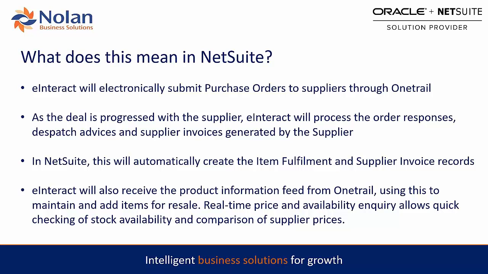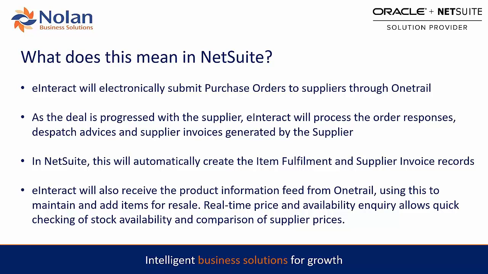Once the suppliers receive the purchase order, they progress it through preparing the order, dispatching the goods to the customer, and then the final stages of invoicing yourself. As the deal is progressed with the supplier, eInteract will process these order responses, to say that they've received and accepted the order, dispatch advices, which let you know that they've actually sent the goods to your customer, and supplier invoices. All of these are generated by the supplier, and eInteract will automatically bring that information back into NetSuite.